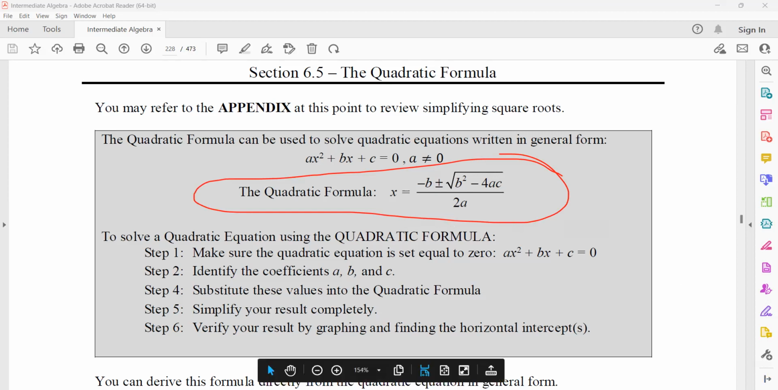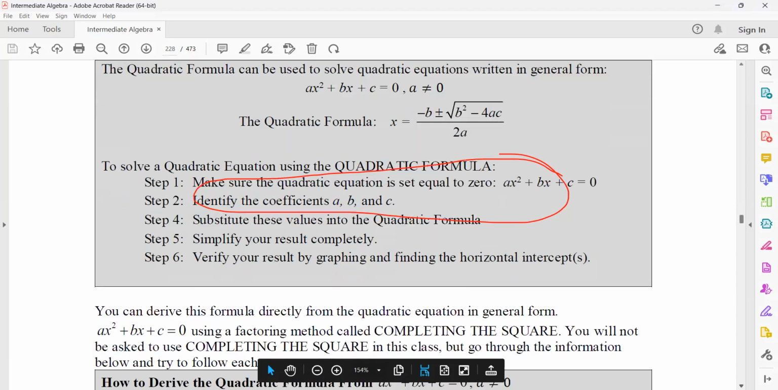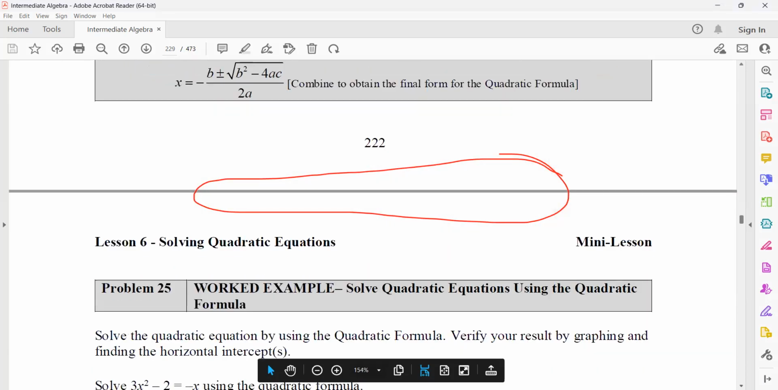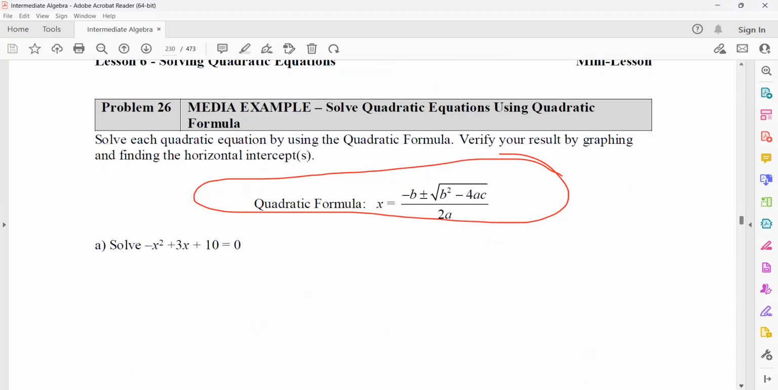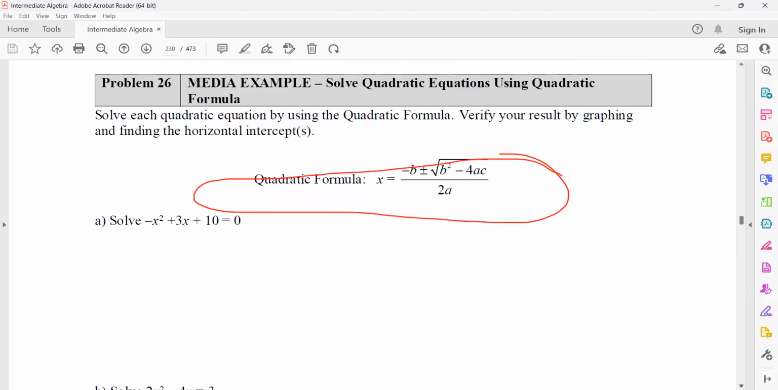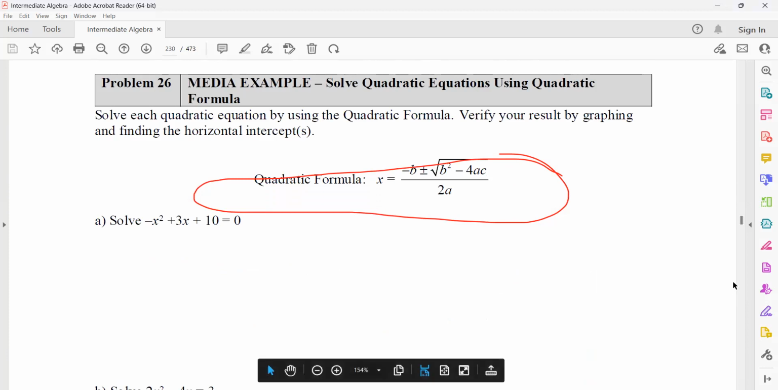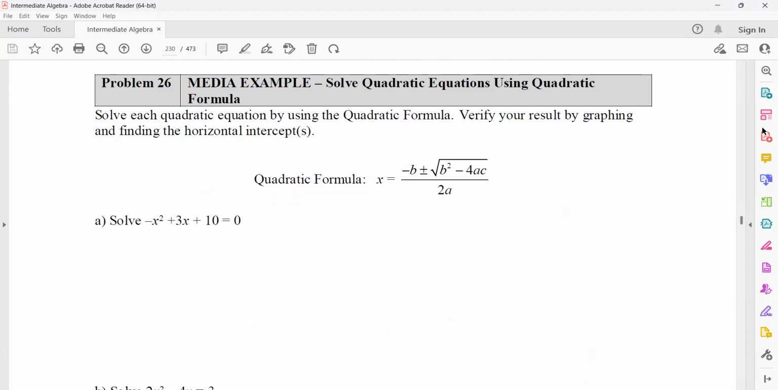Now, how do we apply this formula? Let's look at some problems. I'm going to go to problem 26. Again, this is a media example, so you can go to the media lessons and then watch the video. Now, in this problem, we have negative x squared plus 3x plus 10 equals 0.